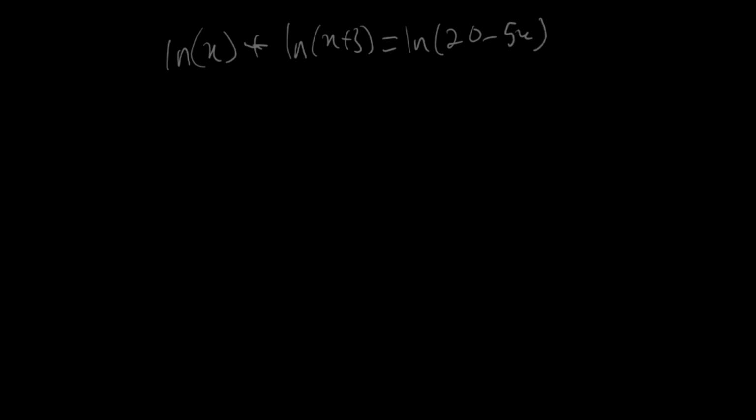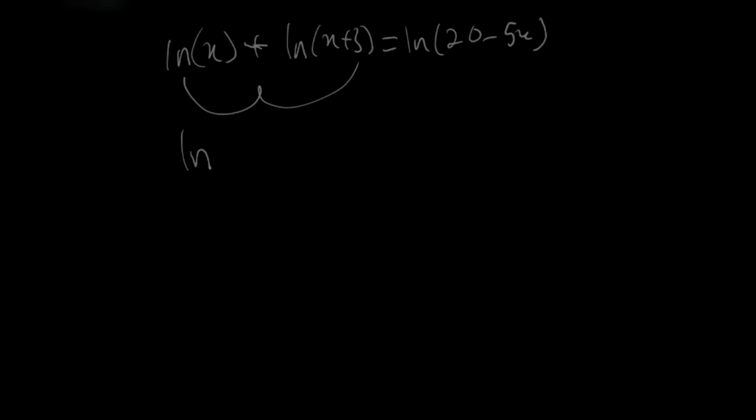For our next example, we have ln of x plus ln of x plus 3 equals ln of 20 minus 5x. Okay, now ln is the same thing as log to the base of e. Okay, log to the base e is the same thing as ln, and it's termed the natural log. Okay, so in the same way, we have to merge this to a single logarithm, same ln, so we can take the antilog.